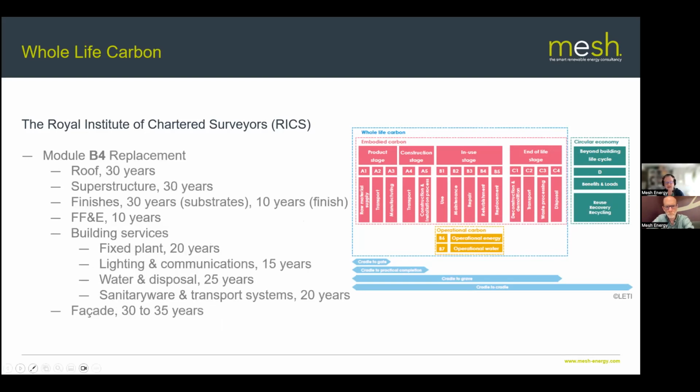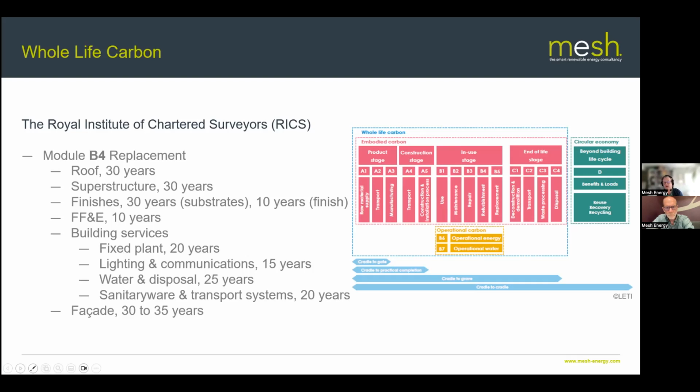B4 is specifically about refurbishment or replacement. And so this is what I meant about similar to building services technology. Typically the lifespan of a roof is 30 years. So based on examining a 60-year lifespan of a building, the roof will be replaced at least once. Your superstructure could be the same. The finishes or certain substrates and the finishes could happen at least once a decade. And the same for FF&E as well. And like I said earlier, fixed plant can be replaced every 20 years.